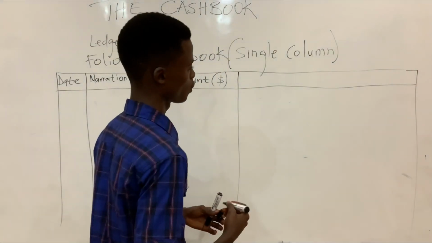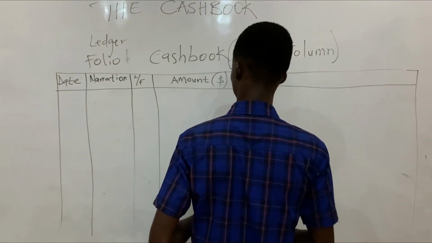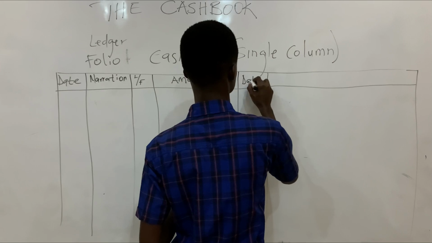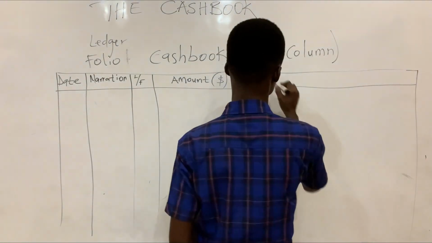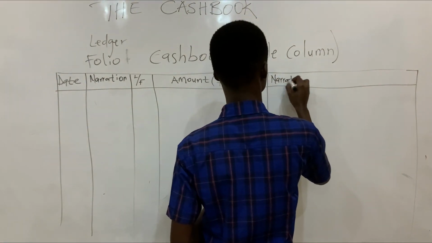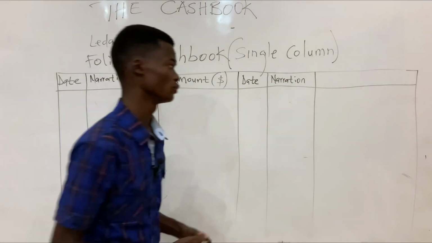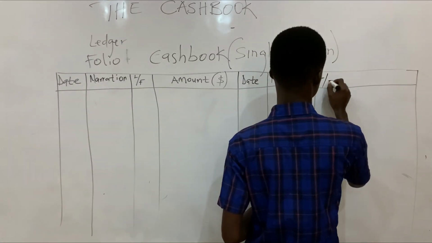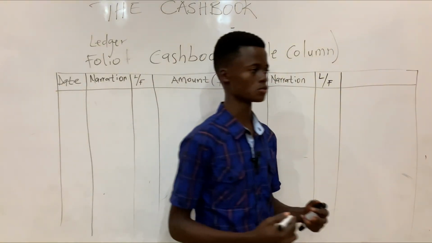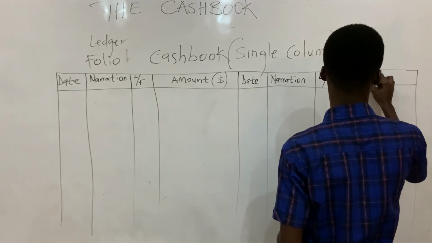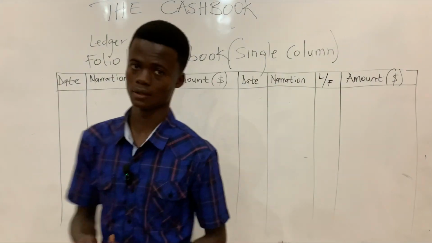So on the payment side or on the credit side also, it has a column for dates. It has a column for narration or details or particulars. It also has a column for ledger folio. So we can write LF to represent ledger folio. And finally, it has a column for amount. Then we bring the currency we are working in.